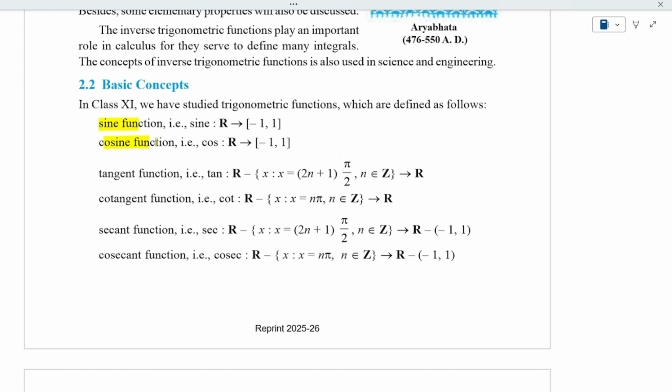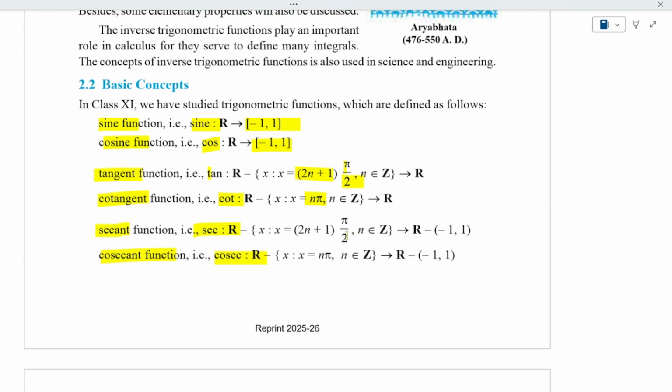As we know, the sine function, cosine, tan, we call as tangent, cotan, that is cotangent, and secant and cosecant. These all are the six trigonometric functions that we have studied previously. Now if we see the relation, it is minus 1 to 1. Here, for tan and cot, it is 2n plus 1 pi by 2, where n belongs to Z, that is the relation, and here it is n pi, that is the radian, and n belongs to Z.